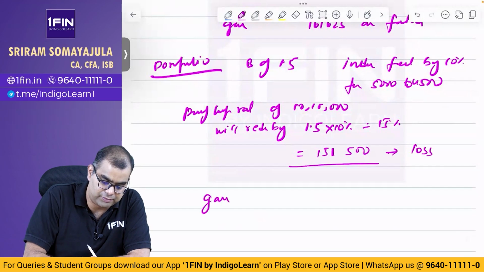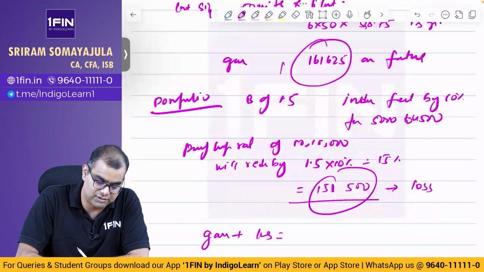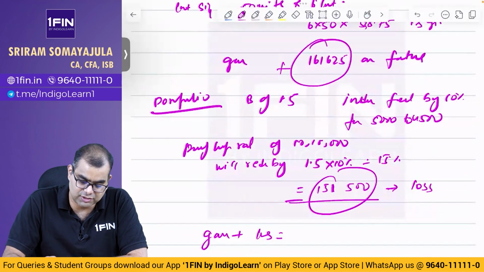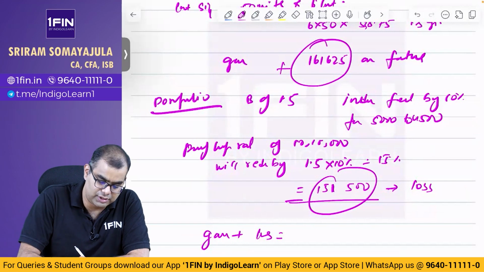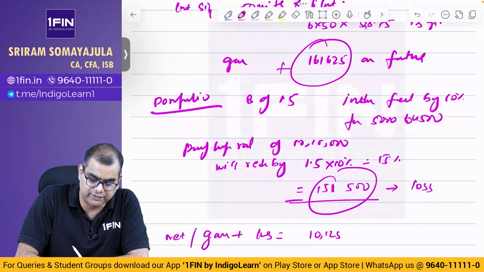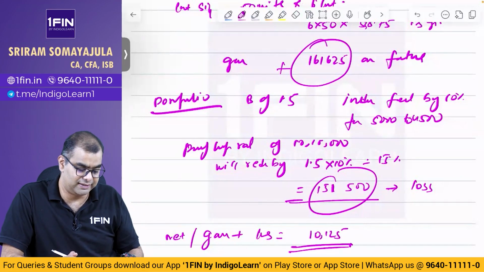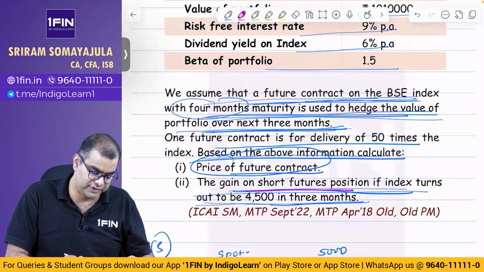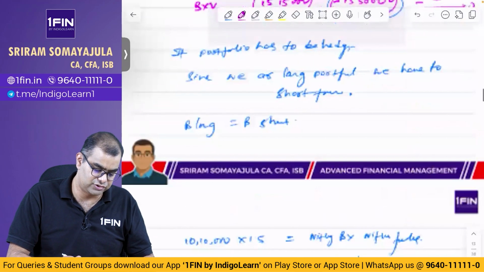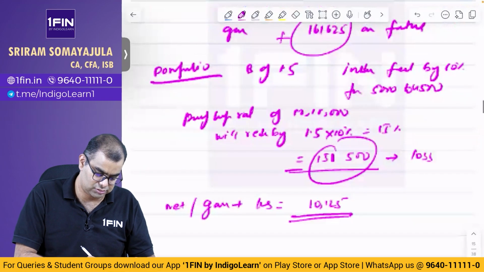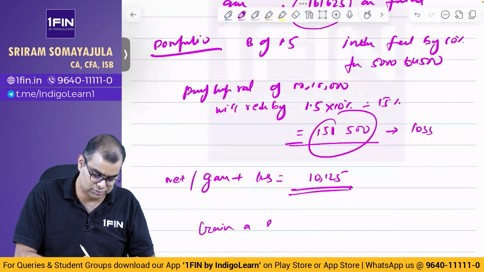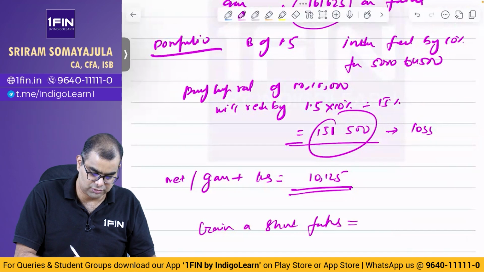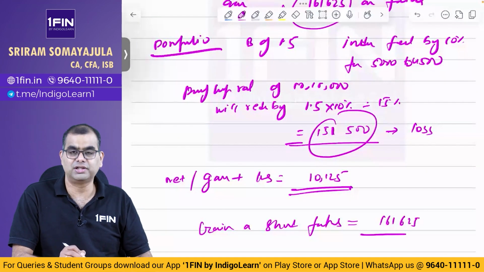So gain plus loss. 161,625 is the plus, 151,500 is the minus. Net gain plus loss is 10,125. Even the net position is only on short futures. If the index turns out to be 4,500, the gain on short futures is equal to 161,625.